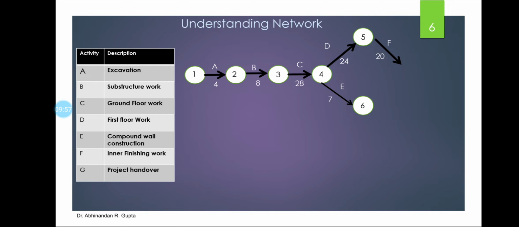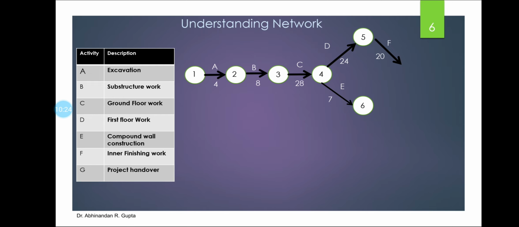So E has a duration of 7. F is the inner finishing work for that particular superstructure work, that means G. So finishing can be done once the first floor work is completed. Now there are two endings for this particular project. One is the completion of inner finishing work and another is related to the completion of compound wall work.